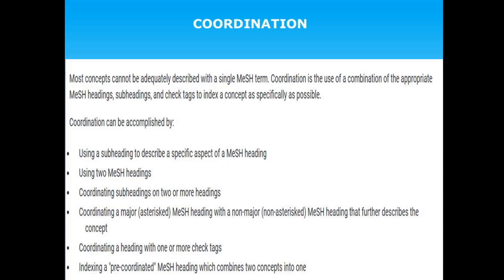In order to be more specific, we are using more than one MeSH heading, right? It can be accomplished by using a subheading to describe a specific aspect of a MeSH heading, or using two MeSH headings, coordinating subheadings on two or more headings, coordinating a major, that is an asterisk heading, with a non-major heading, right? Coordinating a heading with one or more check tags, indexing a pre-coordinated MeSH heading which combines two concepts at once.